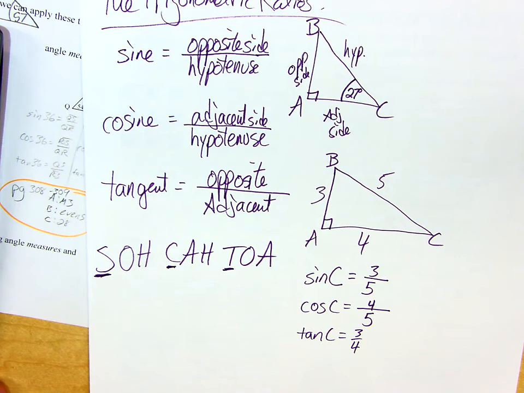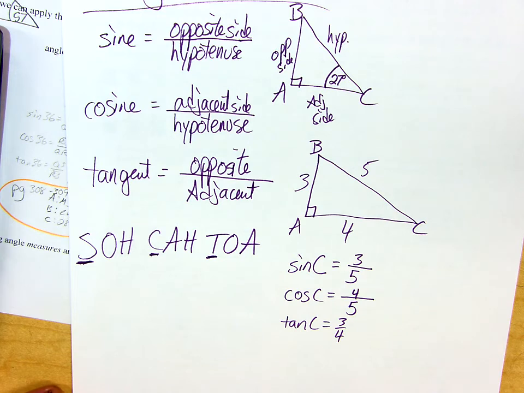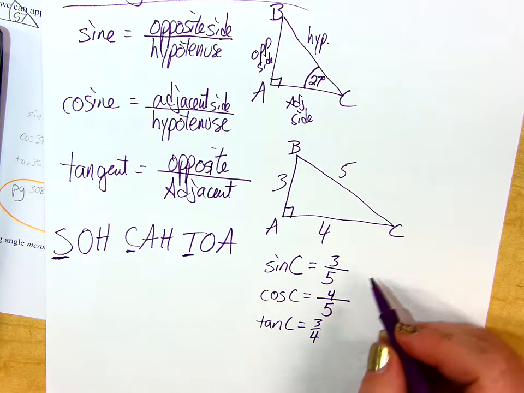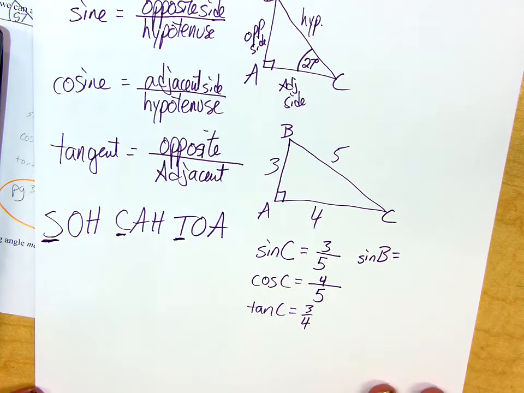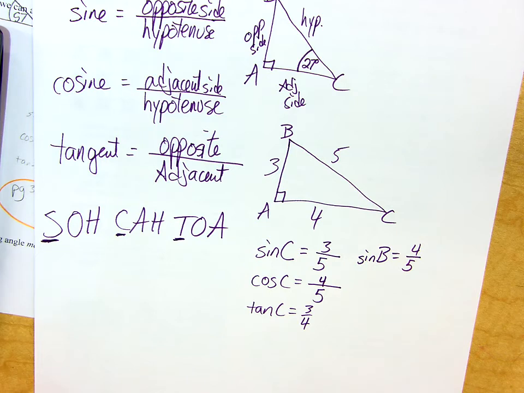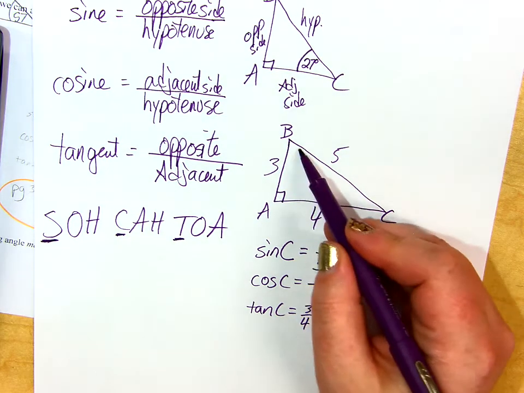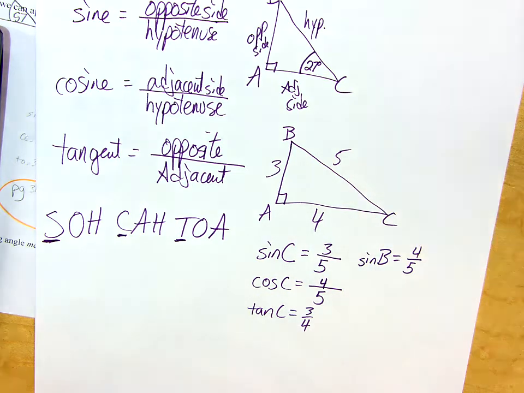So let's try sticking with the same example. It matters what angle I'm talking about. So let's say I wanted the sine of angle B now. What would the sine of angle B be? You have to think what's opposite to angle B. The hypotenuse is never going to change, but the opposite and the adjacent will. In this case it's going to be 4 over 5. Do you follow that? Here's angle B, so opposite is now 4 over hypotenuse, which is 5.